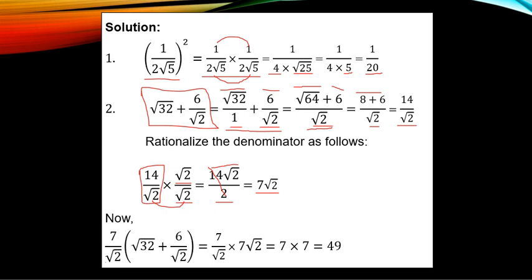Now let's come here. You are asked to find the value of this. From the first part, you've already obtained the term in the bracket as 7 root 2. Then multiply it by 7 over root 2. Root 2 simply cancels root 2. You are left with 7 times 7, and that is 49. That is 49. Okay?